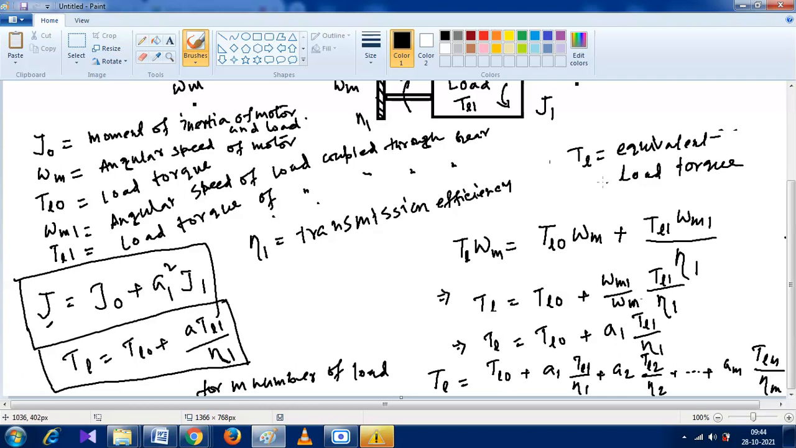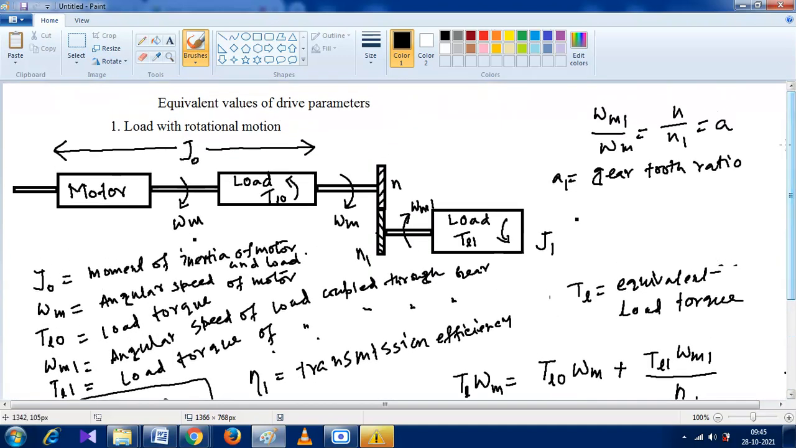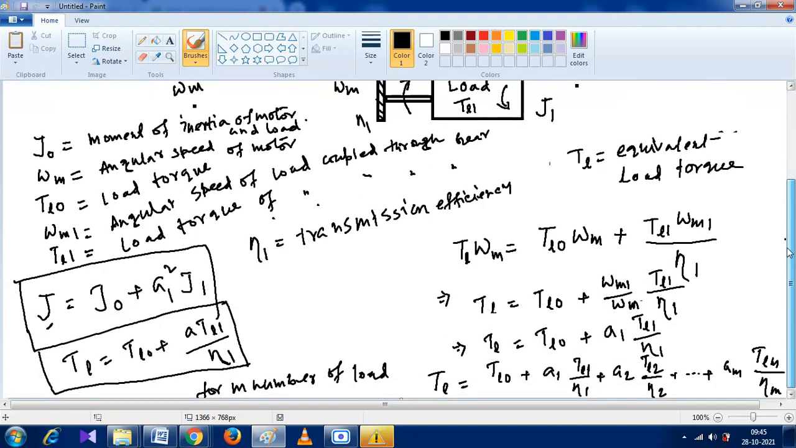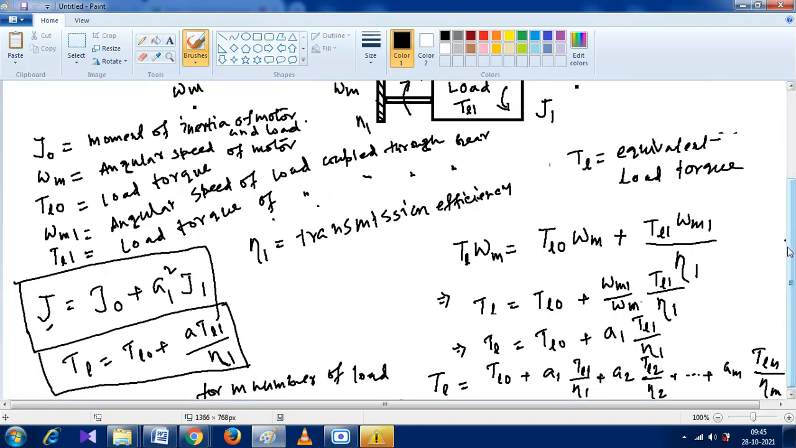Actually, these are the equivalent parameters. Our topic is equivalent values of drive parameters. That means we have to calculate the equivalent values of drive parameters. Here, first we consider the load with rotational motion. We got one equation: J is equal to J0 plus A1 square J1, and another equation: TL is equal to TL0 plus A TL1 by eta 1.